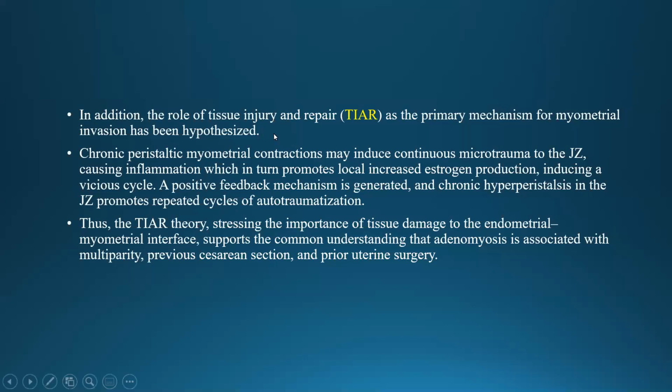I would just talk about the chronic peristaltic myometrial contractions here. They thought previously that it was the endometrium and the myometrium, but nowadays they think that there is a movement inside the myometrium called the peristaltic contractions. This induces continuous microtrauma to the junctional zone. And we understand now from different diseases that microtrauma is the key to the pathology of most diseases. It plays a key role here because it causes inflammation, which in turn promotes local increased estrogen production. So it induces a vicious circle.